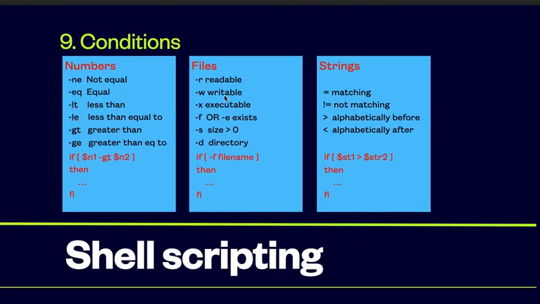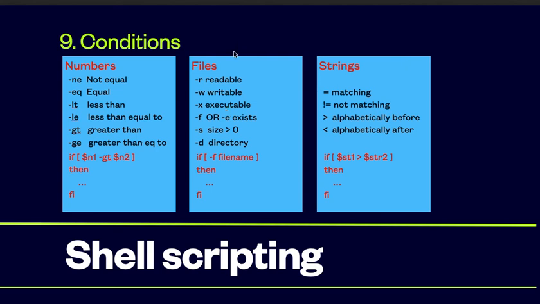There are other operators also for files. We can check whether the user has execute permission for a file or not, and we can display a corresponding message if you want to execute it actually, and whether it is a directory or not. So these are the file operators.